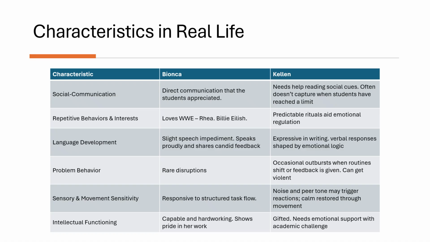So I did want to show you a little bit of Bianca and Kellen. We talked about it a lot on the previous slide, but looking at social communication, Bianca is very direct in her communication, which the students really appreciate. They really like her. Kellen needs more help reading social cues. Often he doesn't capture when students have reached a limit with him, and it's him and I talking, figuring it out. What are the cues, and how do we see them? Like with sarcasm, I'd be like, yep. He knows that's my behavior.